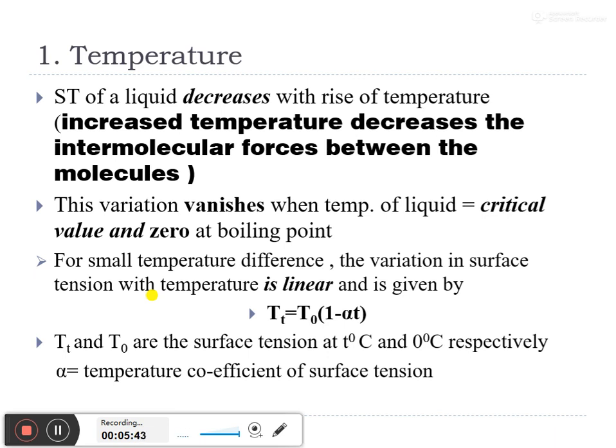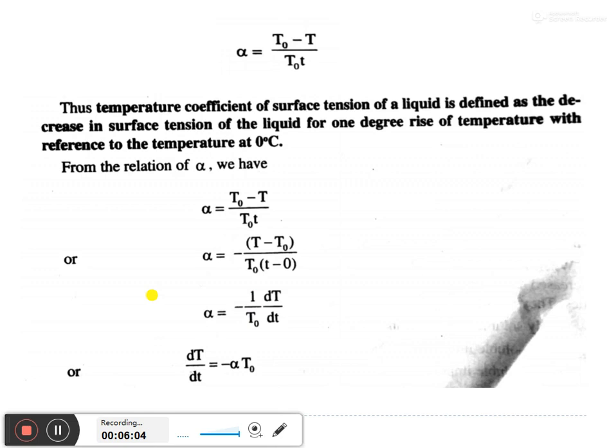For a small temperature difference, we can see that the variation between the surface tension and temperature becomes linear, and it can be expressed as Tt = T0 (1 - alpha t), where Tt and T0 are the surface tension at t degrees Celsius and 0 degrees Celsius, and alpha is defined as the temperature coefficient of surface tension.